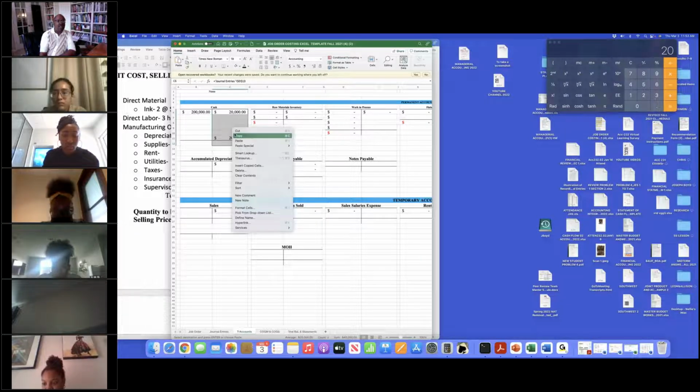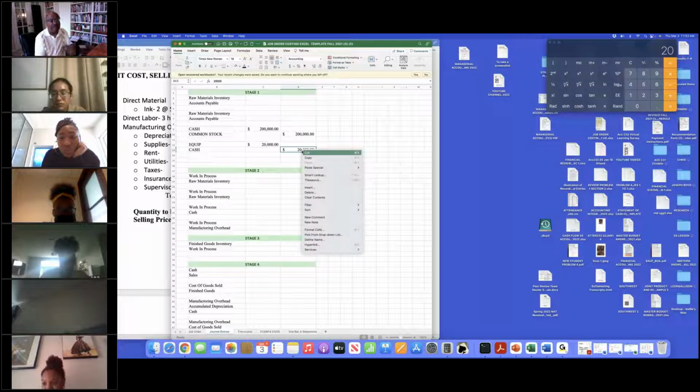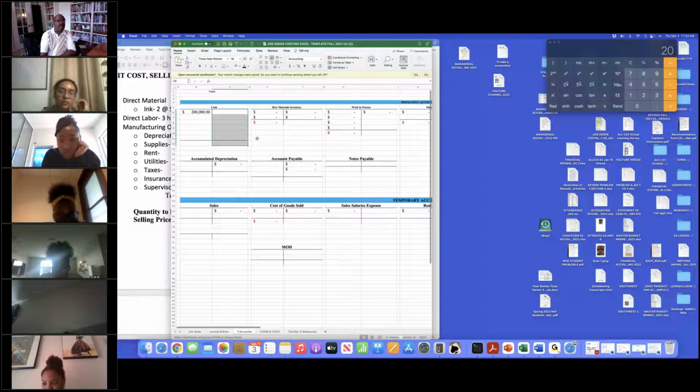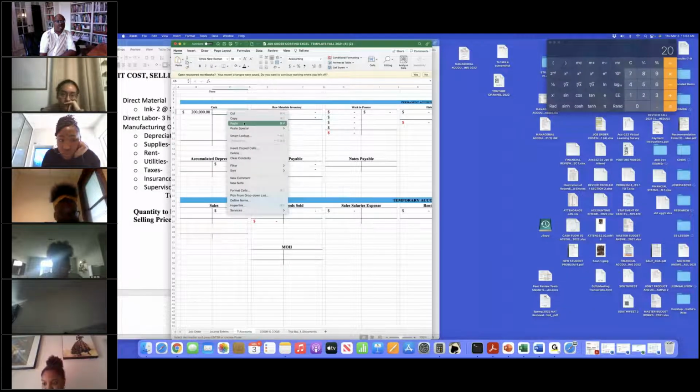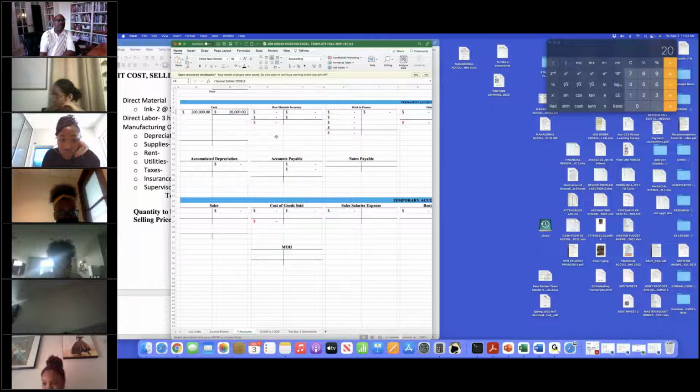And I'm going to go back to this journal entry again for the cash credit, and I'm going to hit Control C. Then I'm going to go to the T account. I'm going to hit Paste Special, and I'm going to hit Paste the link. And that way it's going to change. Now you're going to need to, on this spreadsheet, go through and clear everything out.